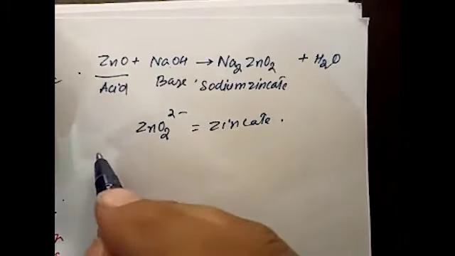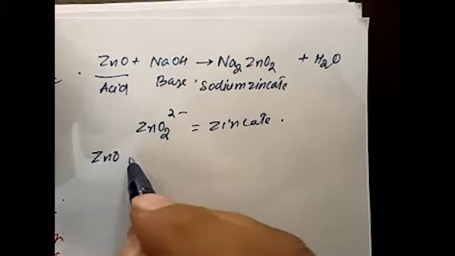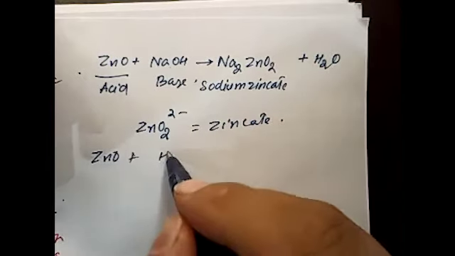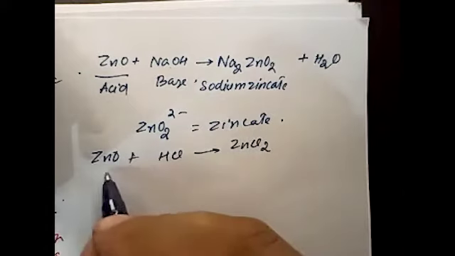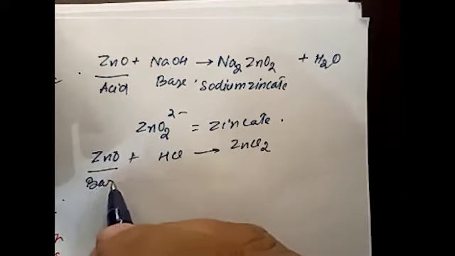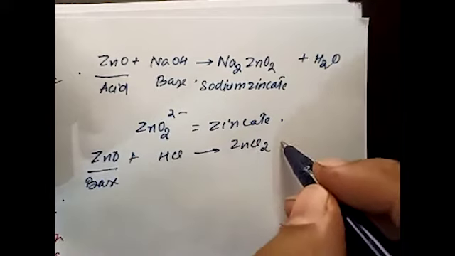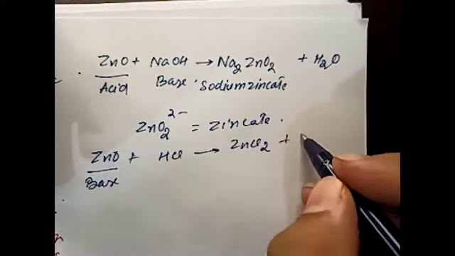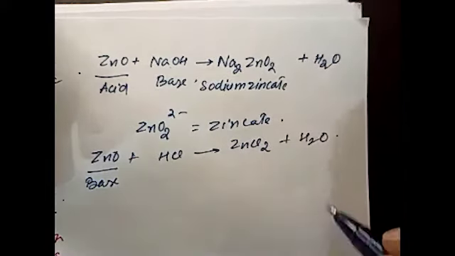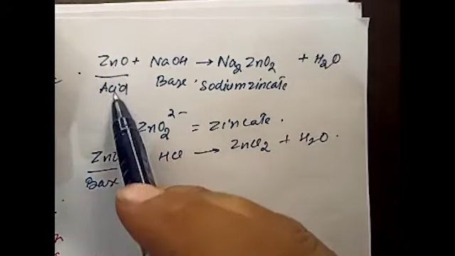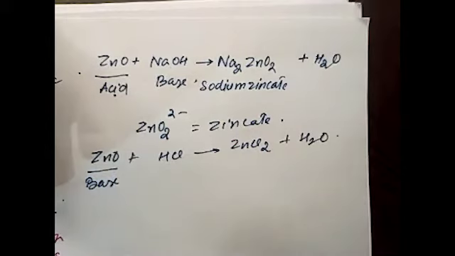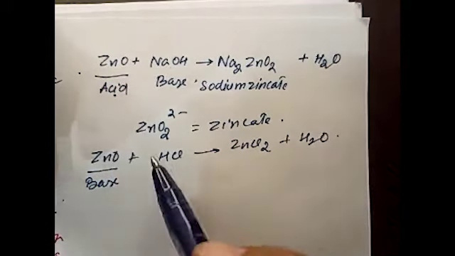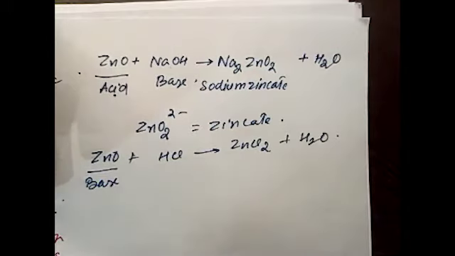Next example. Zinc oxide plus HCl gives you ZnCl2. This is your normal understanding. Here zinc oxide behaves as a base and it is reacting with acid. So it gives you zinc chloride plus water. Normal. So here your zinc oxide is behaving like an acid, and here zinc oxide is behaving like a base. Okay? By the way, why did I take this example?